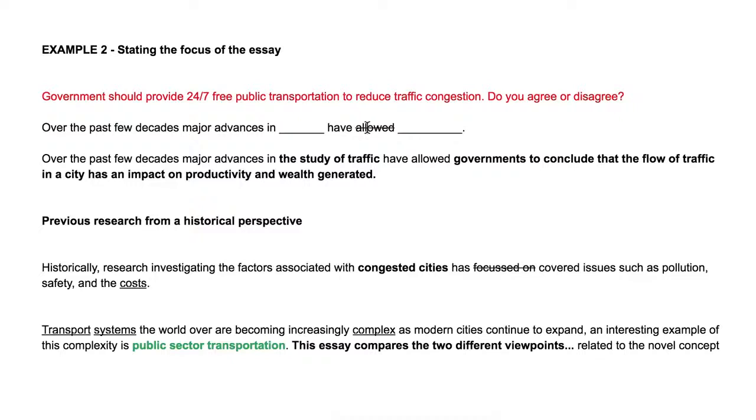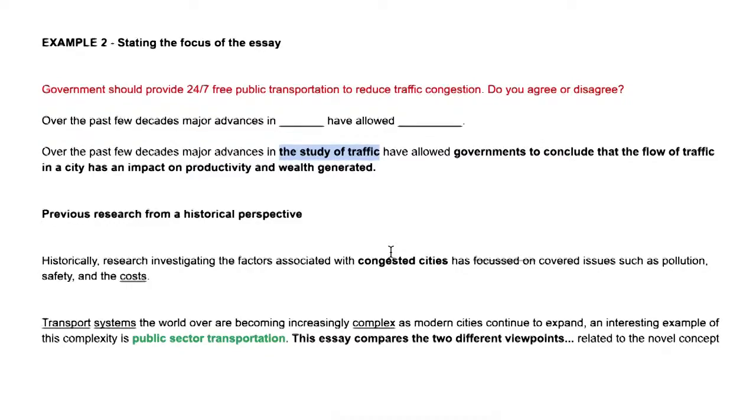Oh no, I didn't actually. I kept this one on. I thought I did. Still there from my notes. So, over the past few decades, major advances in the study of traffic have allowed governments to conclude that the flow of traffic in a city has an impact on productivity and wealth generated. Have permitted, have forced governments. There's lots of different versions there we could have used. So here I did manage to copy paste it, but I still made it relevant by inserting the appropriate vocabulary, which is what you should be aiming for too.